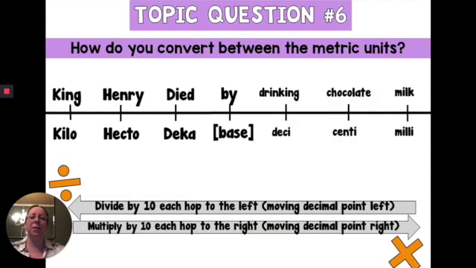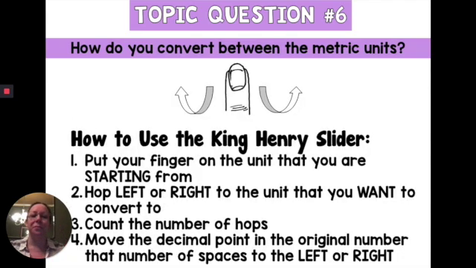See, it's glitching again. All right. So how to use it again? Put your finger on the unit that you're starting from. Hop left or right to the unit that you want to convert to. Count the number of hops. Move the decimal point in the original number that number of spaces to the left or right.